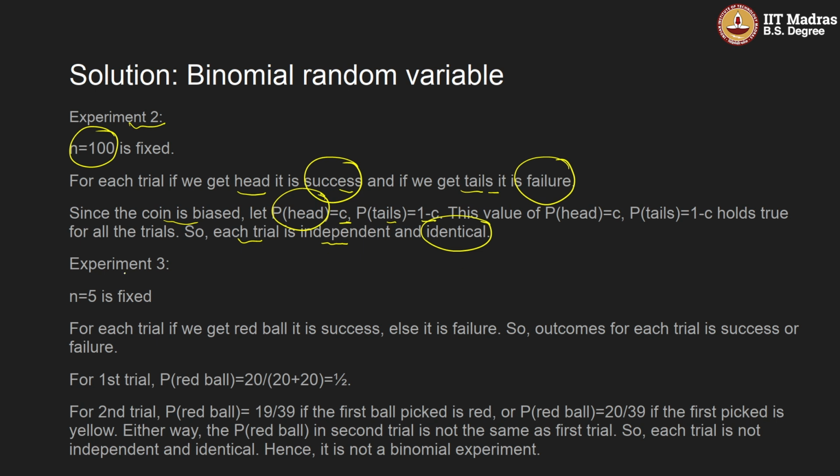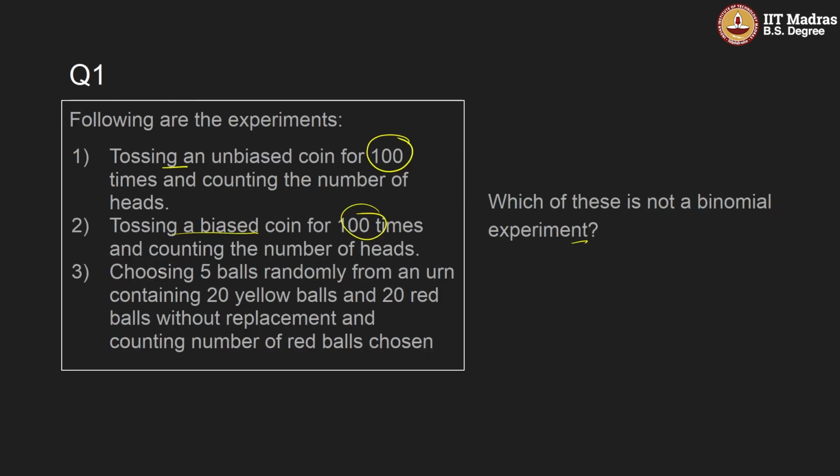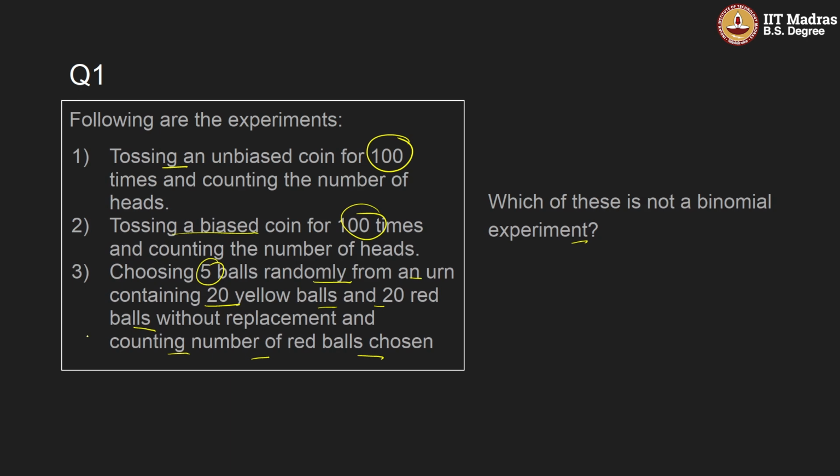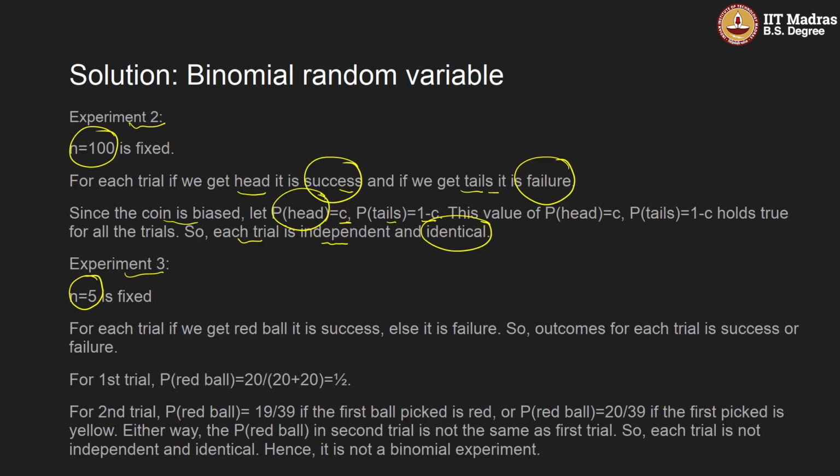Now experiment number 3. What is experiment number 3? Here we are choosing 5 balls randomly from an urn containing 20 yellow balls and 20 red balls without replacement, and counting the number of red balls chosen. The number of balls we are taking is 5, so n will be 5. For each trial, if we get a red ball, then it is a success, and if we do not get a red ball, then it is a failure. So the outcomes for each trial can be classified as success or failure.